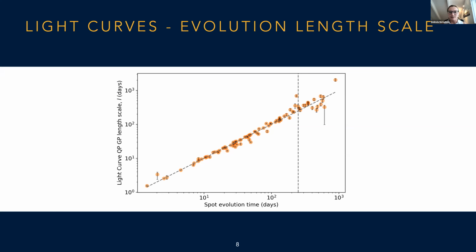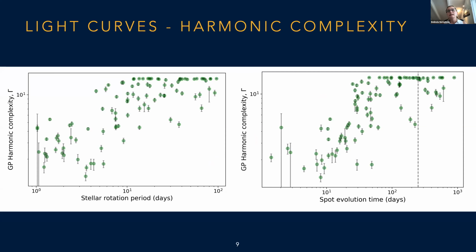We can tell some things about stars from this QP-GP, but what about the other term, the harmonic complexity? Well, this is where it gets a lot more messy. I've shown here both the stellar rotation period and the input spot evolution time. While the harmonic complexity correlates with it, so if you've got a smaller spot evolution time or a slower rotation period, you're going to have a smaller harmonic complexity value in the way that I've parameterized it here. But apart from that, it's not like we see a nice clear linear relation like we did with the others.